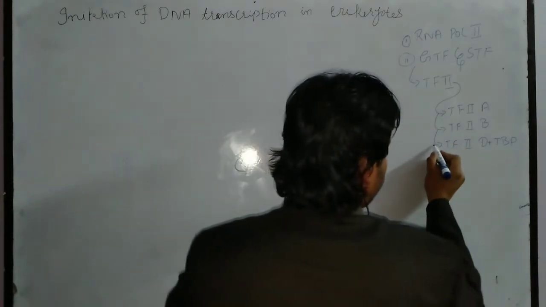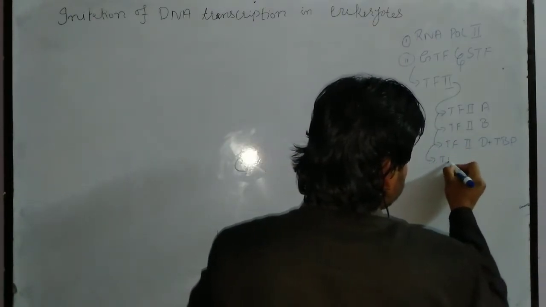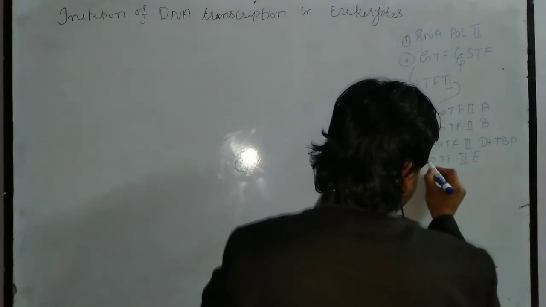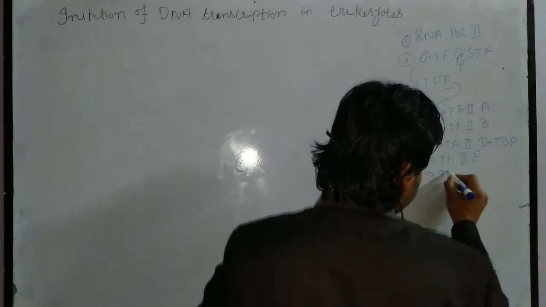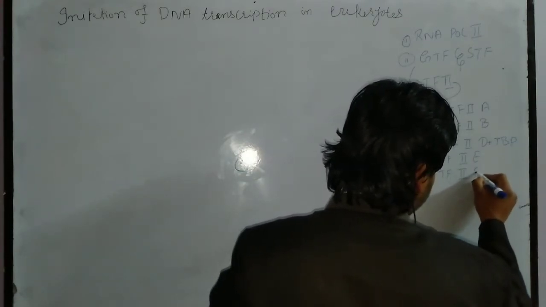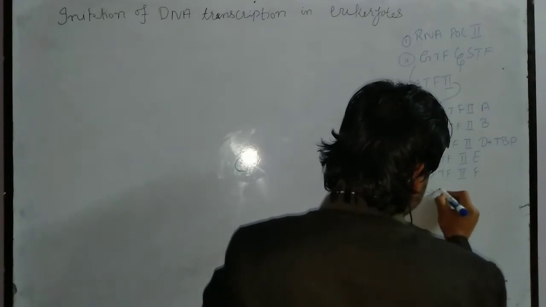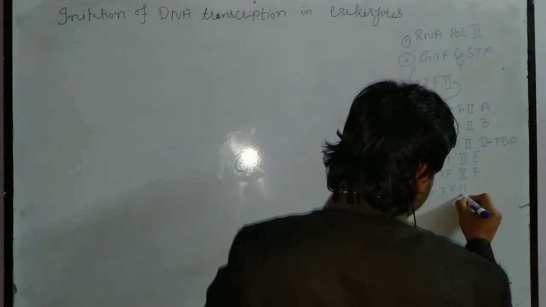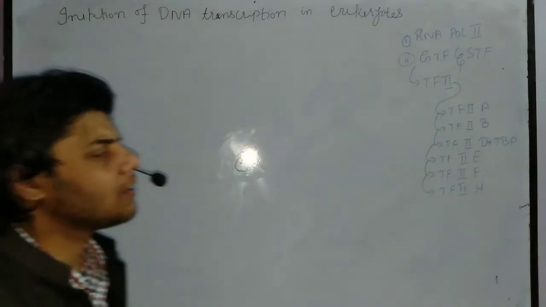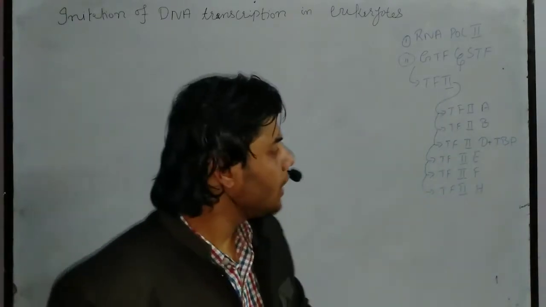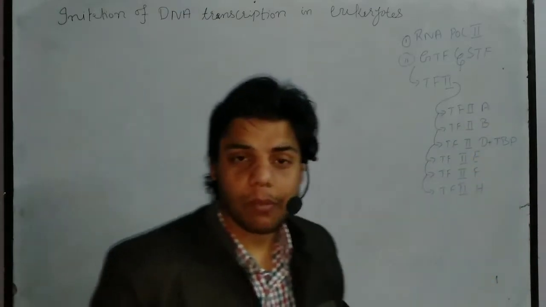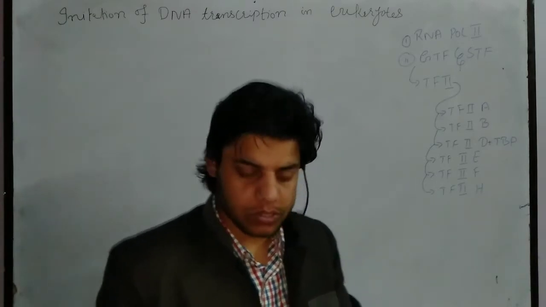Okay, then we have transcriptional factor 2E, and we have transcriptional factor 2F, and transcriptional factor 2H. So these are the main important factors. Now these are also called activators, and some of them are also mediator molecules.